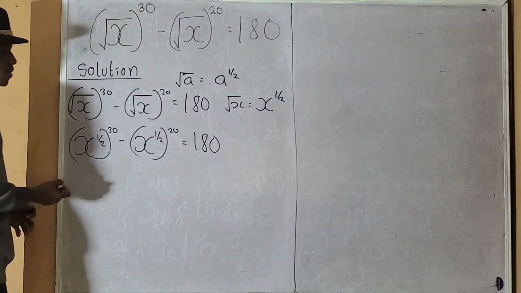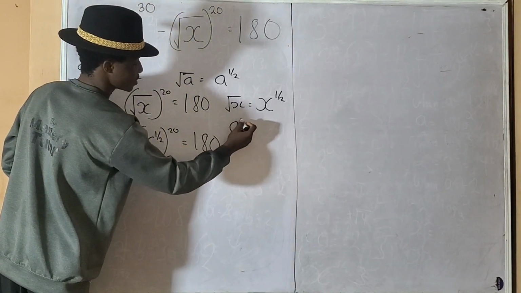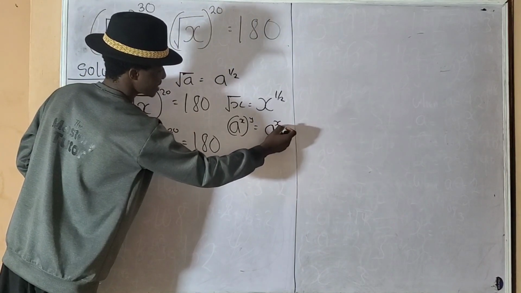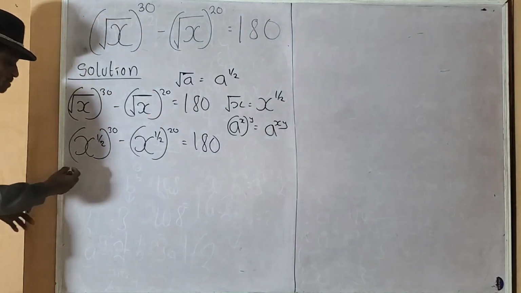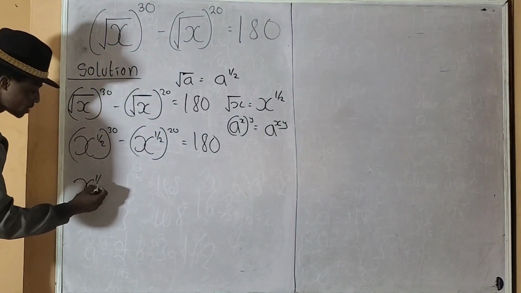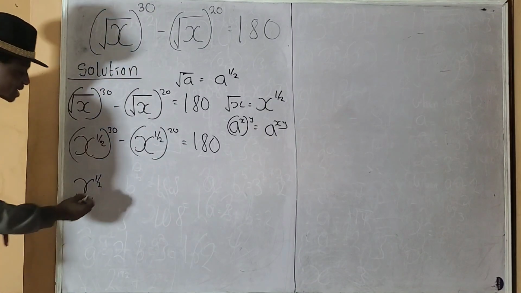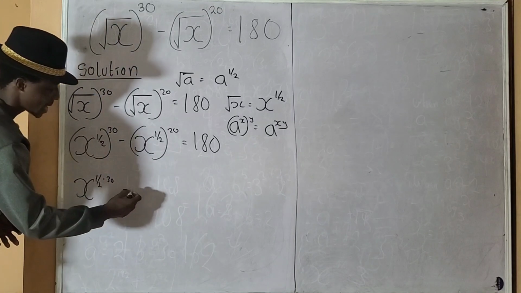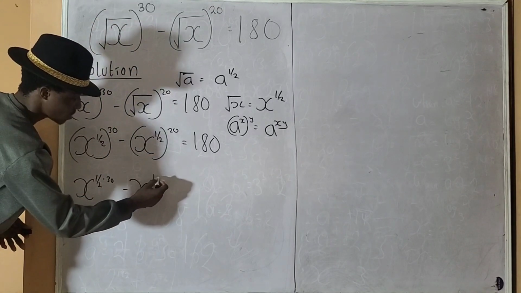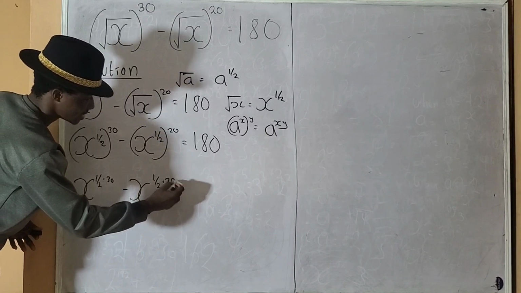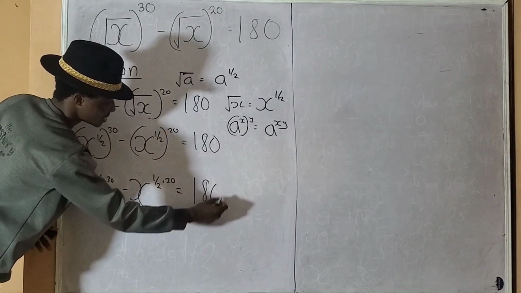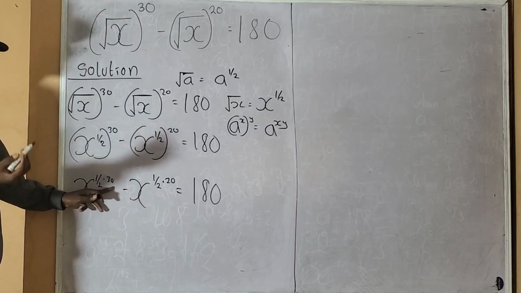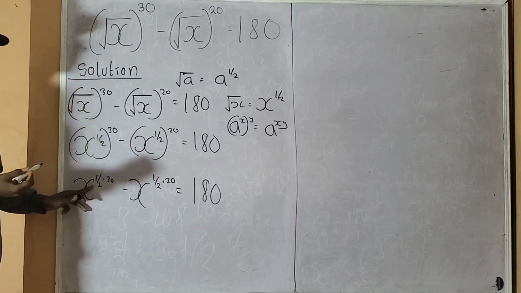Now, do not forget that if you have a raised to the power of x raised to the power of y, this can be written as a raised to the power of x times y. So that means x raised to the power of 1 over 2 raised to the power of 30 can be written as x raised to the power of 1 over 2 times 30, right? Minus x raised to the power of 1 over 2 times 20 equals 180. 1 over 2 times 30 is 30 over 2, right? 30 divided by 2 will give you 15.